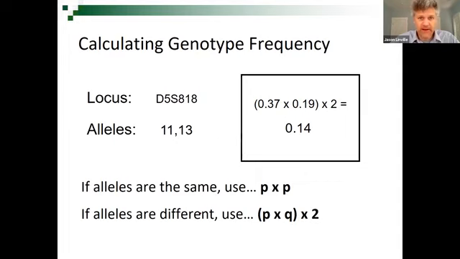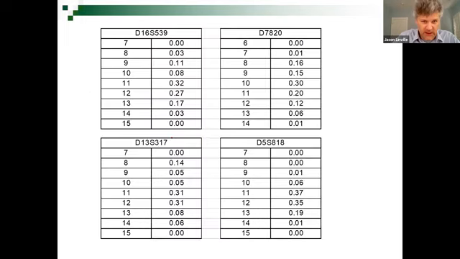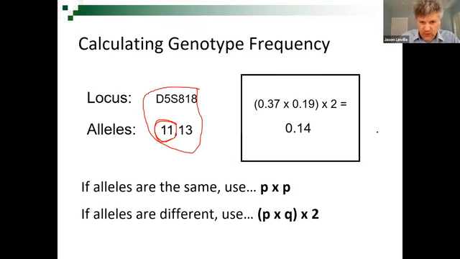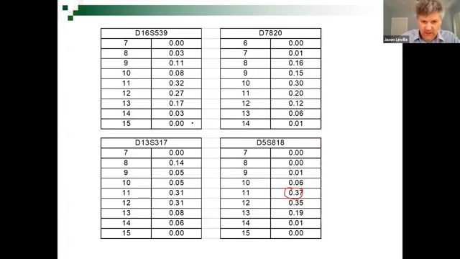Okay, so now finally into the lecture, we're learning how to calculate the frequency. What is the genotype frequency at D5S818? The first thing I want you to do is go and find the allele frequency for 11 in the tables. Okay, so 11 at D5S818 is 0.37. Got it. 0.37 goes right here. You're going to multiply that by the allele frequency of the other number, 13. Go back, 13, that is 0.19.